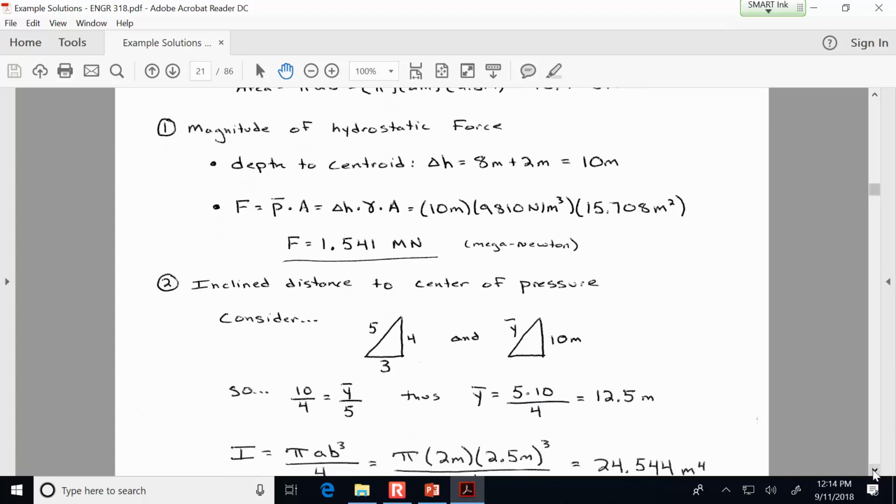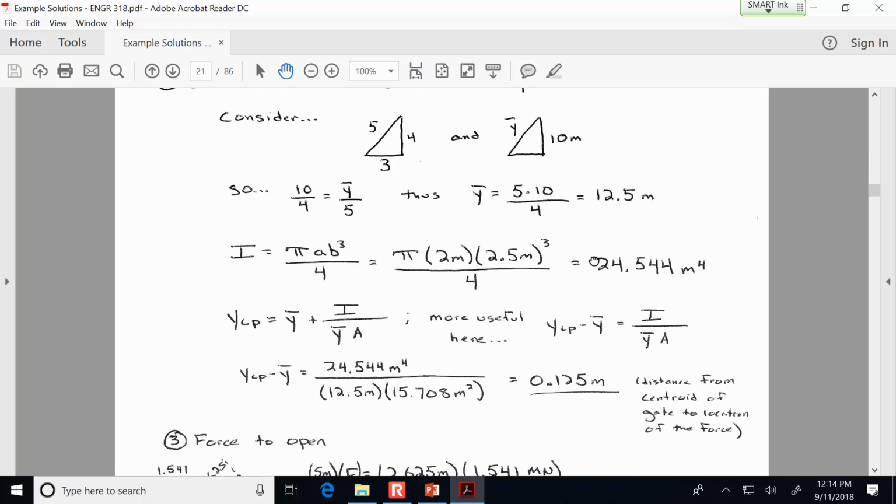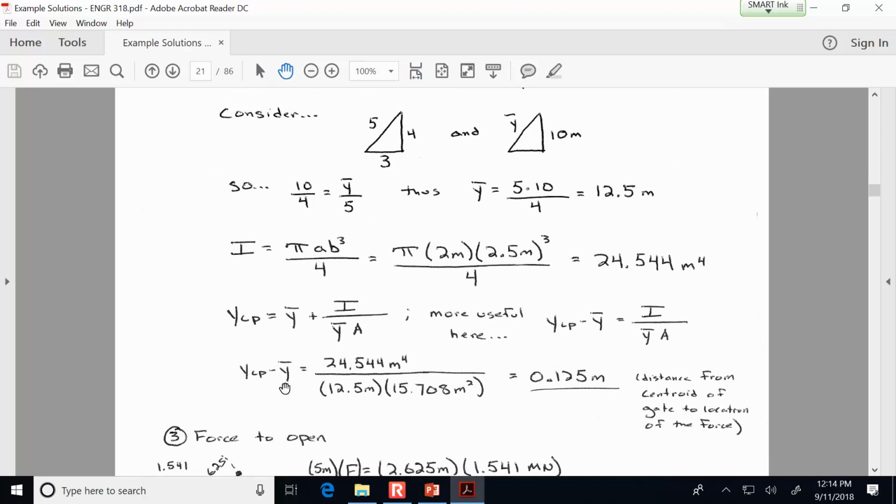And so through similar triangles, I calculated the y bar, setting 10 equivalent to y bar, 4 equivalent to 5, the ratios there. So then you solve for the y bar distance. That's 12.5 meters, the inclined distance to the centroid. And then to calculate the actual physical location of it, I did the difference, the ycp minus y bar. So that's a way of calculating how far it is from the centroid to the location of the force.